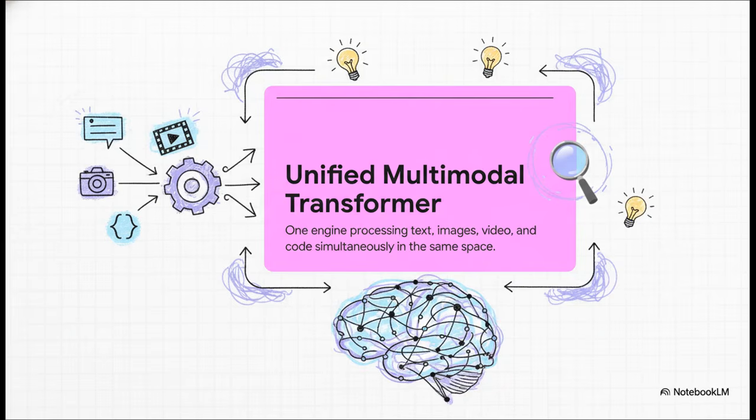Instead, they built what's called a unified multimodal transformer. Now, in simple terms, that just means it's one single engine that processes text, images, video, and code natively. And the key word there is natively. It isn't translating an image into text to understand it. It's actually reasoning with both at the exact same time. That is the magic trick.